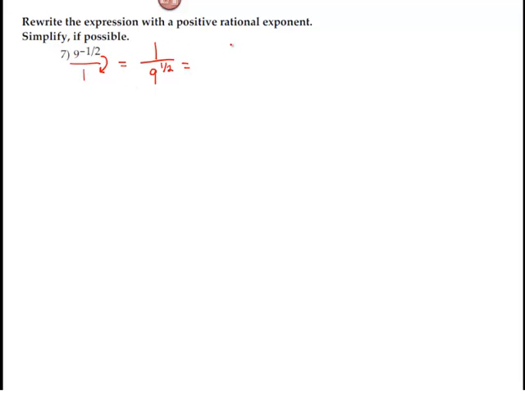It tells us to simplify if possible, so 9 to the 1/2 power. The 1/2 power is the square root. We know what the square root of 9 is, so this is just 1/3.